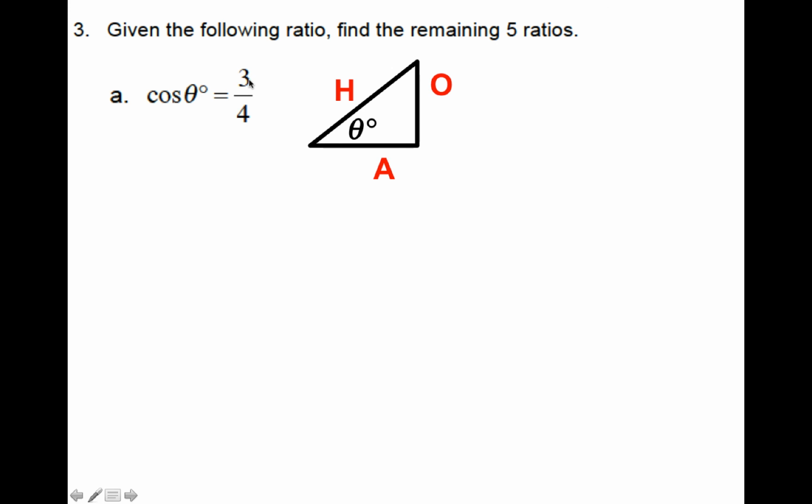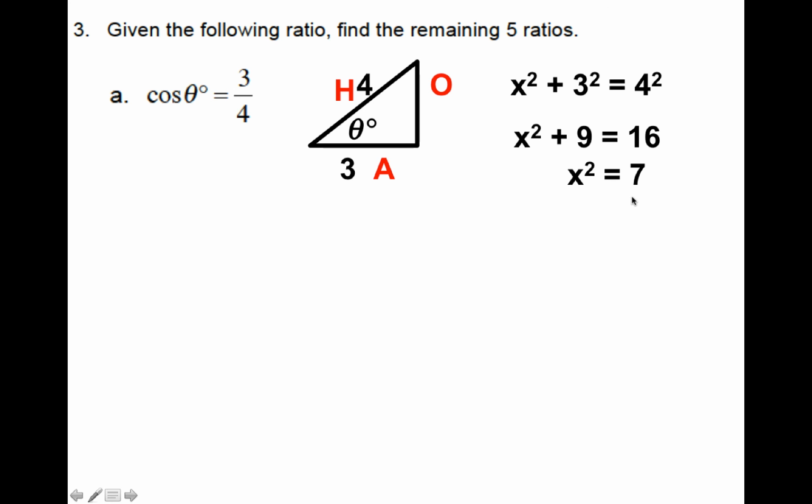So we're given that cosine is 3 over 4. Remember, cosine is CAH, A over H. So they're telling us the adjacent is 3, and our hypotenuse is 4. Notice we're missing the opposite side. So we have to do the Pythagorean theorem. Leg squared plus leg squared equals hypotenuse squared. So x squared plus 3 squared equals 4 squared. This simplifies to x squared plus 9 equals 16. Minus the 9, you get x squared equals 7. Square root both sides, you get the square root of 7. That's our missing opposite side.